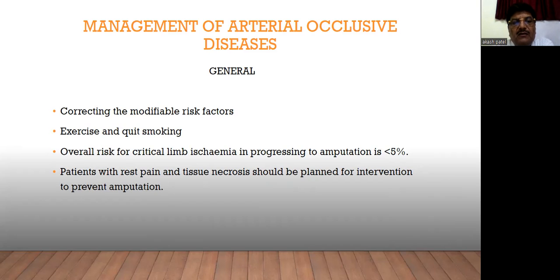The patient with rest pain and tissue necrosis should be planned for intervention to prevent amputation. And also patients with intermittent claudication who are very short distance claudicants can be considered if these symptoms are affecting their lifestyle very severely. But otherwise, the intervention indication is if the patient has rest pain, because that shows that the patient is going to progress into gangrene and tissue loss.